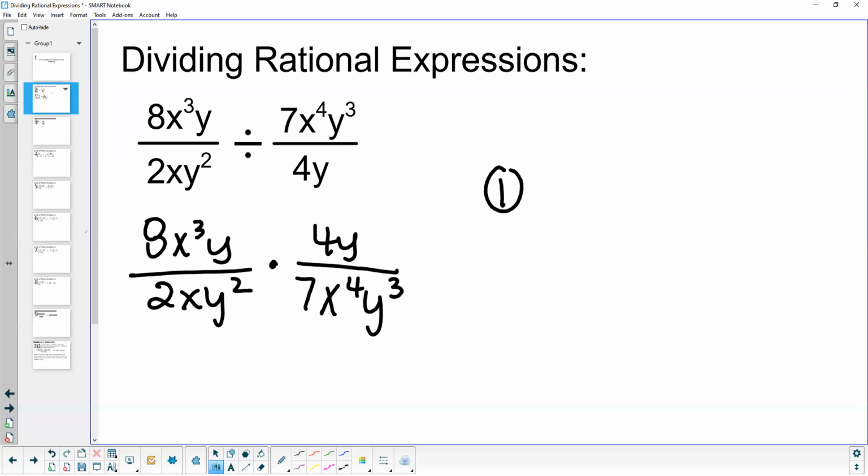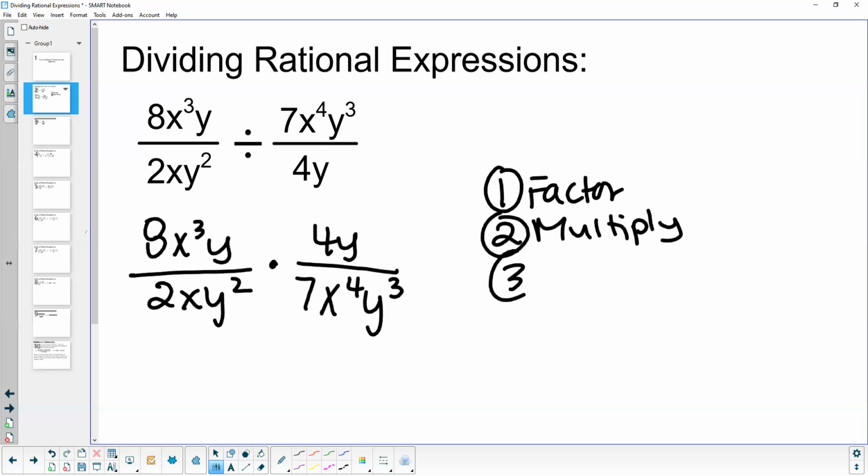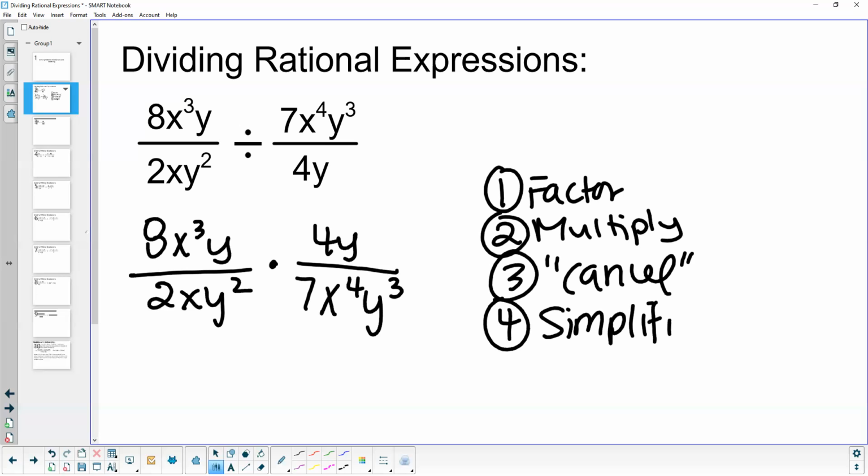So we can factor, then we can multiply, then we can practice our canceling. And remember that cancel doesn't actually mean that we're getting rid of it. It means that those two things simplify down to 1, and anything times 1 is itself. And then we write that simplified version. So let's take a look at what this is going to end up being.